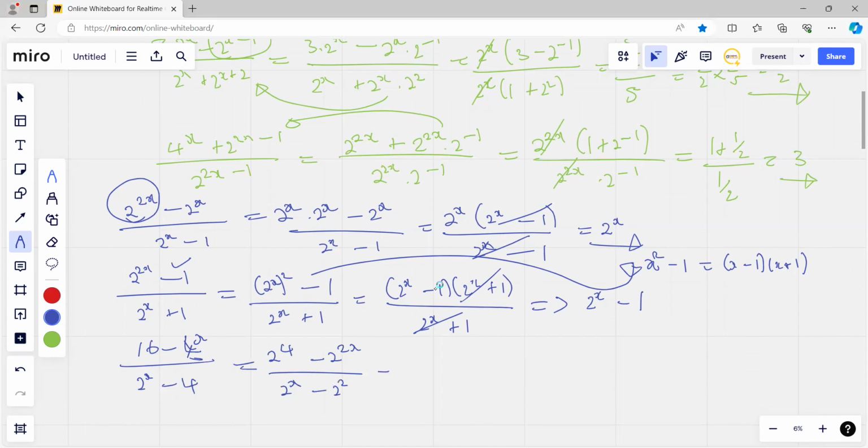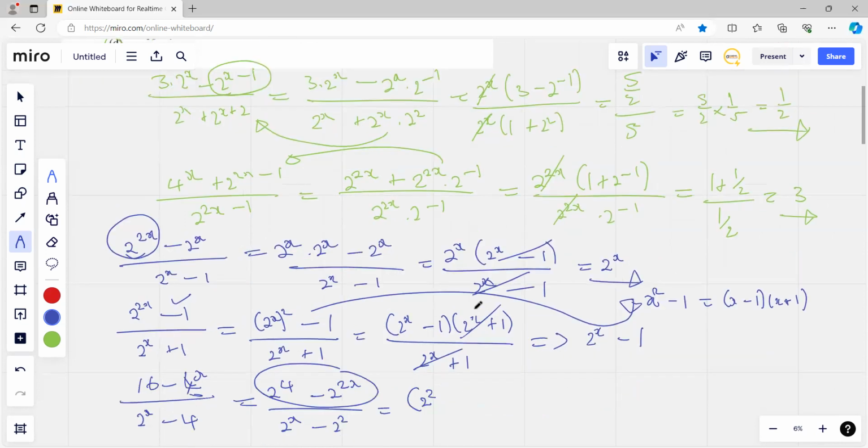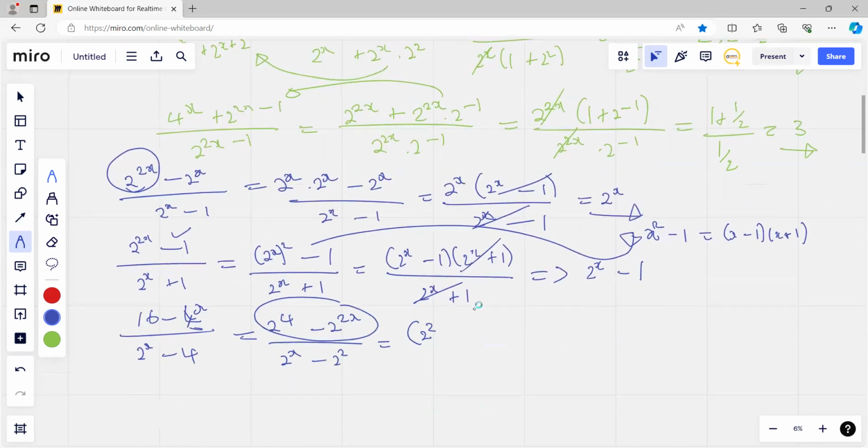Then here also is the difference of two squares, meaning we can solve it like 2 to the exponent of 2. Wait, let me see the question properly. Okay. We can solve it as 2 to the exponent of 2 minus 2 to the exponent of x, and 2 to the exponent of 2 plus 2 to the exponent of x. Because this multiplied by this would be 2 to the exponent of 4. But if the bases are the same at the exponent, as I said, it's the difference of two squares.